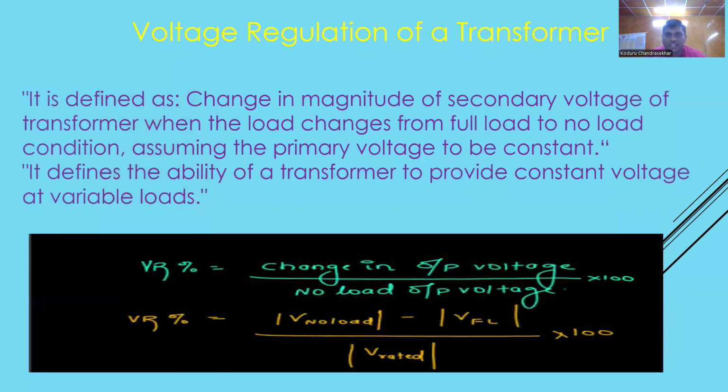So coming to the voltage regulation of a transformer, it is defined as the change in magnitude of the secondary voltage of the transformer when the load changes from full load to no load condition, assuming the primary voltage to be constant. It defines the ability of a transformer to provide constant voltage at variable loads. So percentage voltage regulation is equal to change in output voltage divided by no load output voltage into 100. Percentage voltage regulation is equal to no load output voltage minus full load output voltage divided by rated voltage into 100.